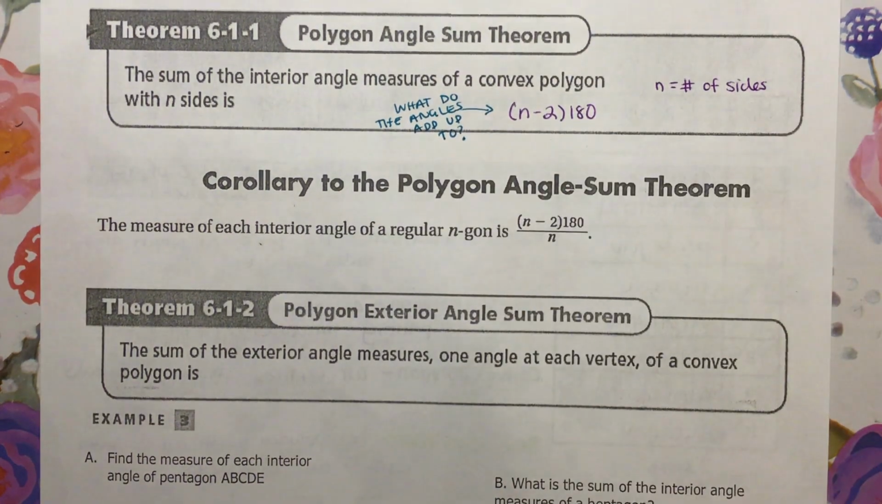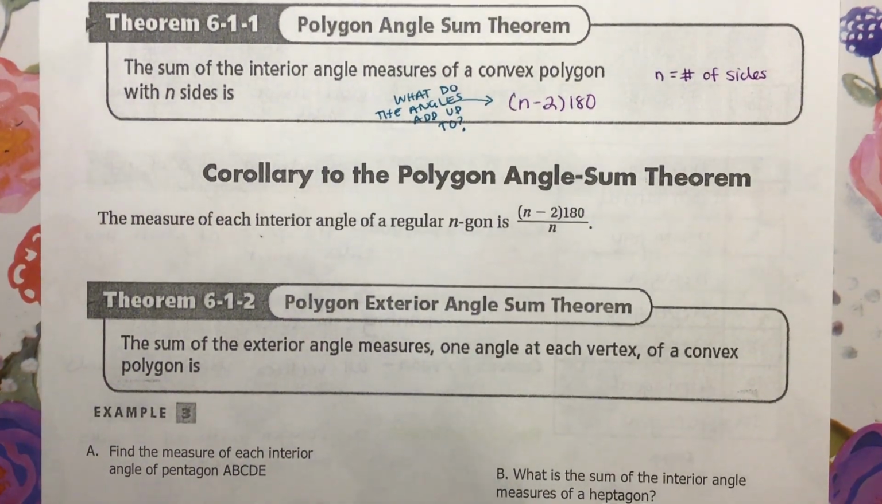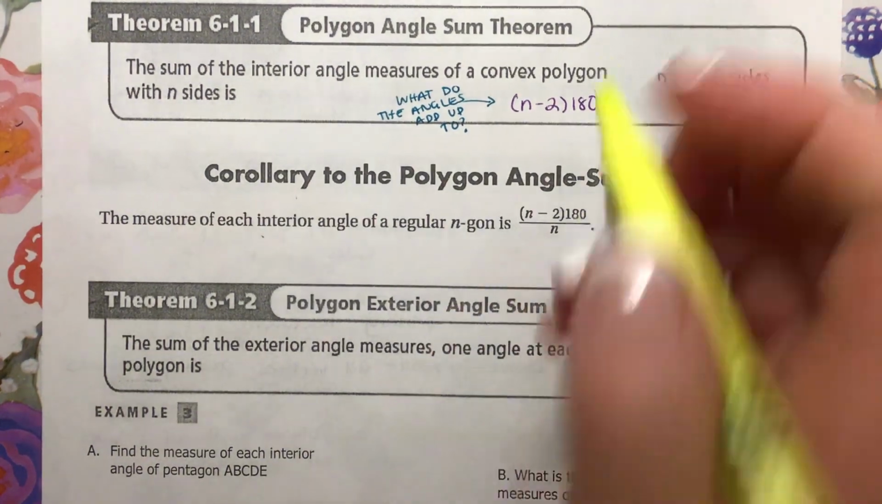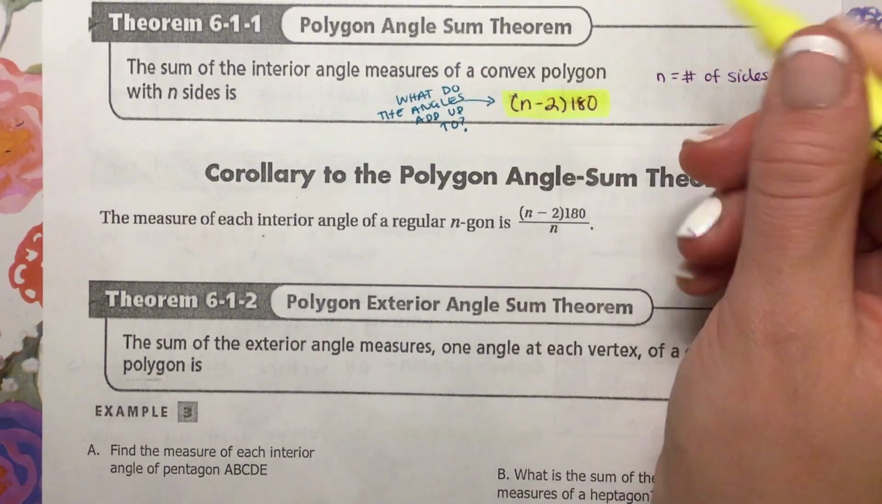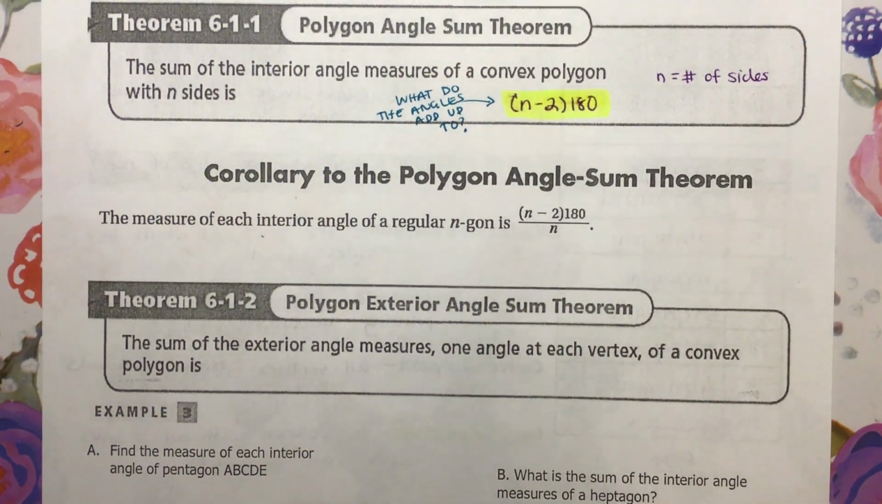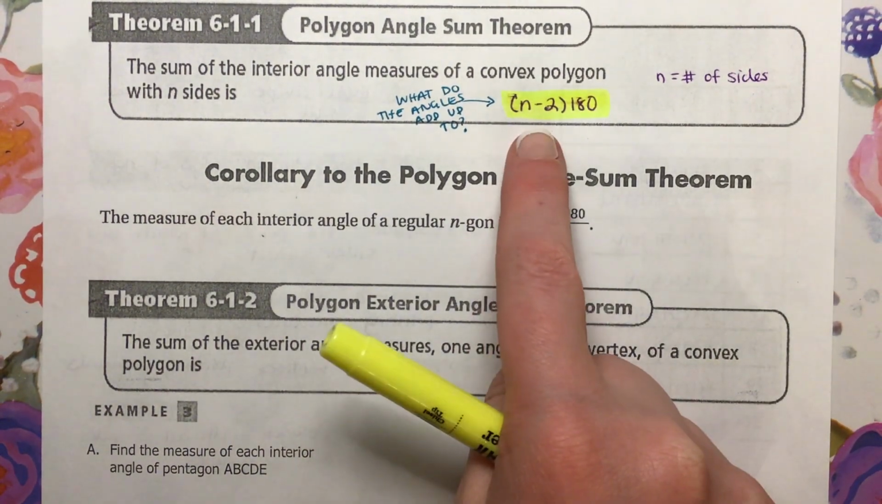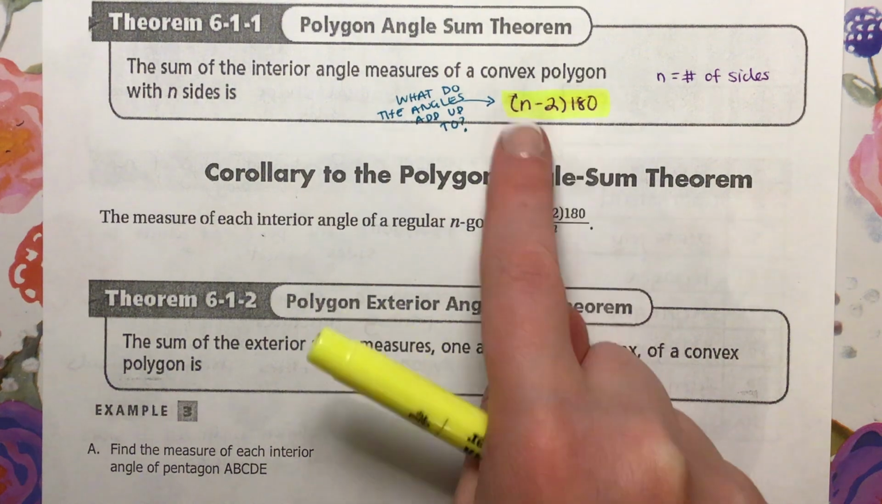That's what this is answering right here. So I'm going to highlight that formula because we're going to use that quite a bit. So this is an important formula. Now, this is going to tell us what all of the angles add up to.